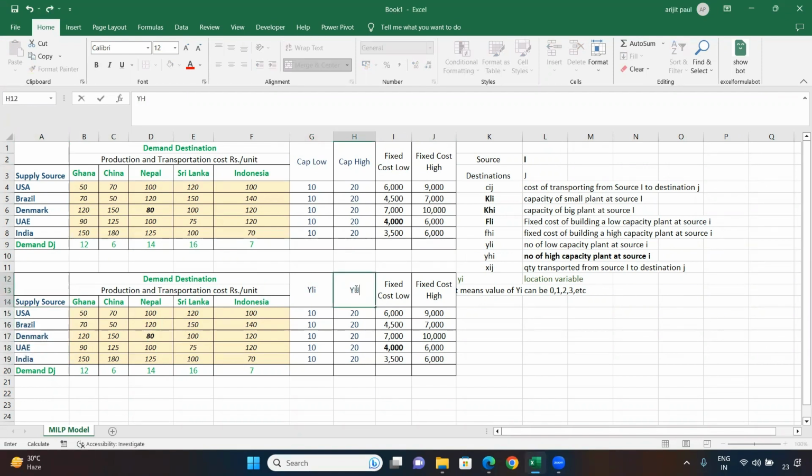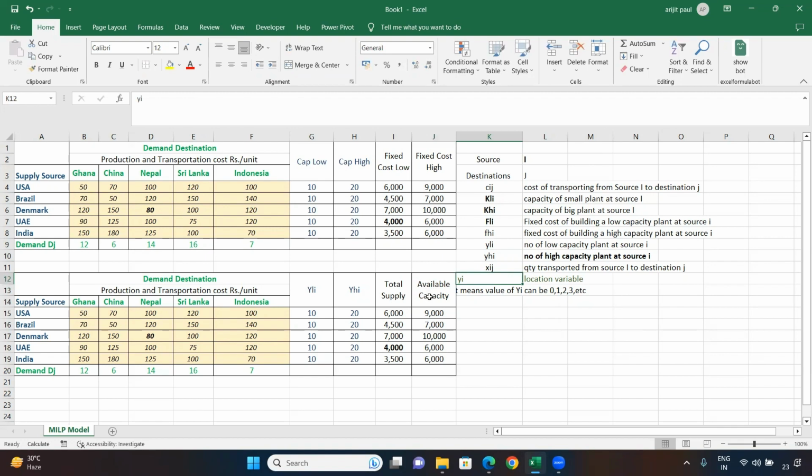Similarly, we need to mention here YHI. Now, what is YHI? YHI is number of high capacity plant at the source site. So again, we are going to find out how many high capacity plants we are going to build in any one of these sources based on the requirement. Okay. Here we can change this as a total supply and available capacity.